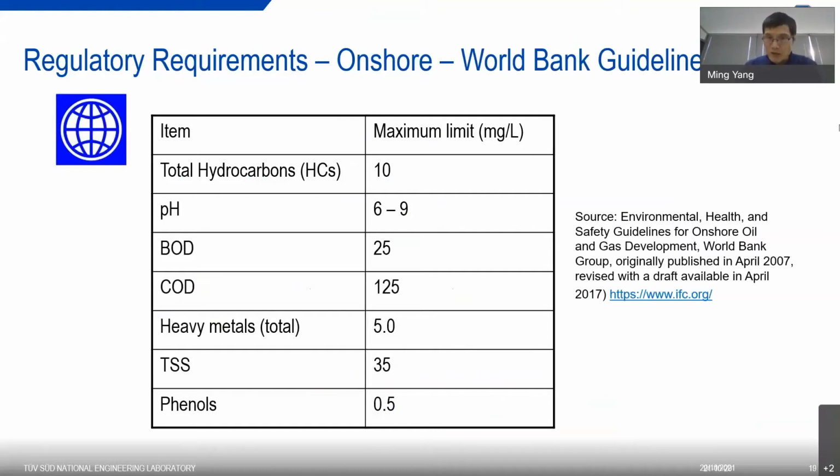But it's not just the hydrocarbons. For onshore, we're also looking at things like BOD, biological oxygen demand, and COD, chemical oxygen demand, as well as things like heavy metals and total suspended solids, sorry, the fines. So really for onshore discharge, there's not just the hydrocarbons, there are lots of other things. And I should point out that in 2017 the World Bank was trying to revise the document, but as far as I know, it was still in draft format.